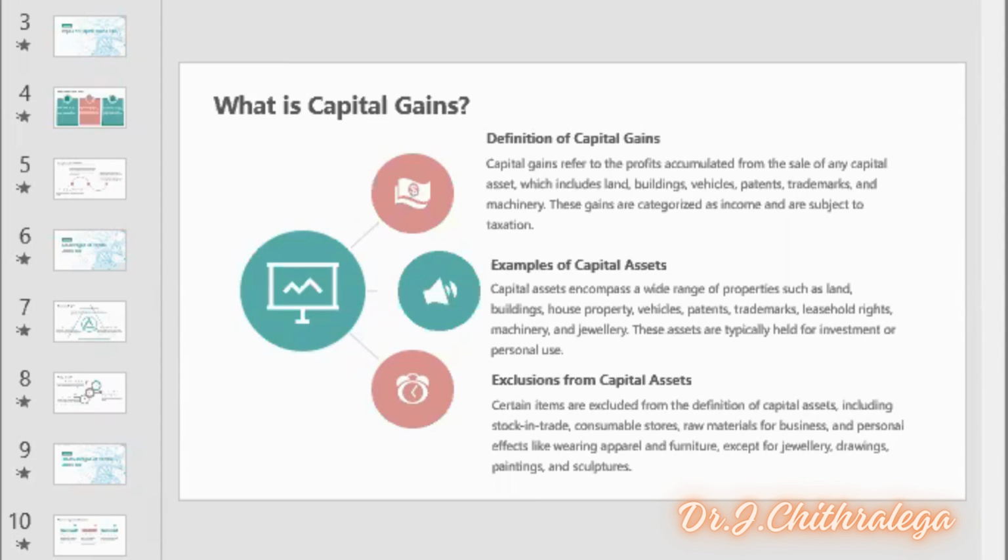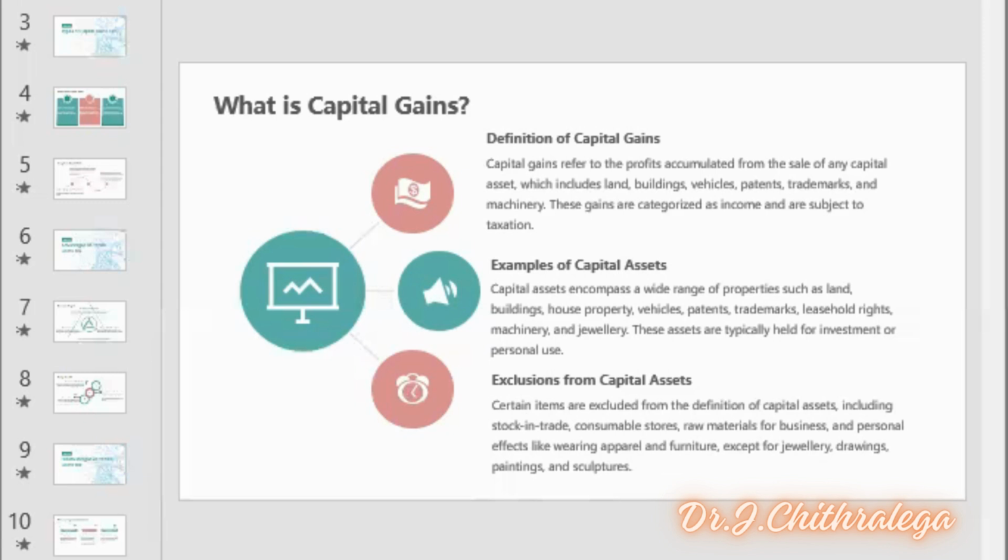If you sell all these capital assets and earn any profit, that profit is called capital gains. Okay. And all assets are not called capital assets. There are certain exemptions. Exemptions are any stock in trade, consumable stores or raw material, which are held for business purpose or for professional purpose.